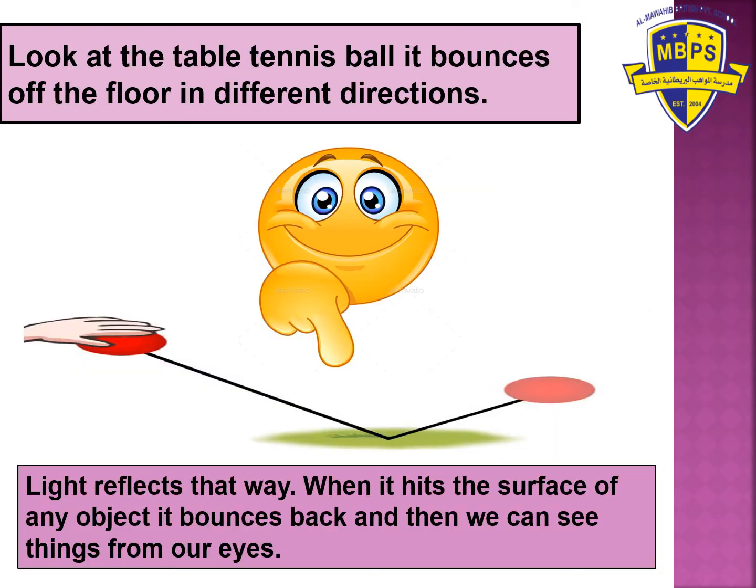So, look at the table tennis ball. It bounces off the floor in a different direction. Light reflects that way. When it hits the surface of any object, it bounces back. And then we can see the things with our eyes.